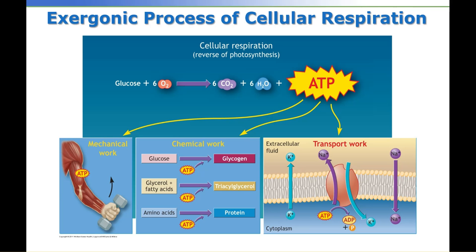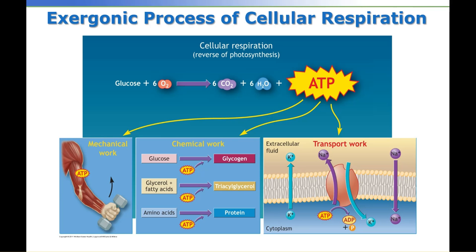Okay, chemical work, you see glucose, ATP. With ATP forms glycogen, which is stored in muscle and liver. You have glycerol, fatty acids. That creates triacylglycerol, which are fats, lipids. And then you have amino acids that, when you add ATP, they build protein. So this is the building up through exergonic processes.